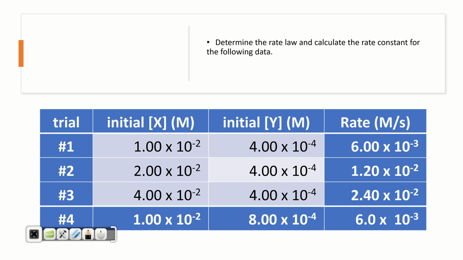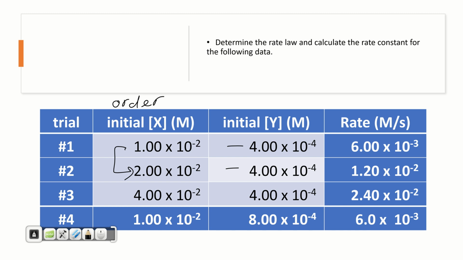So for this one right here, I'm going to solve for the order. So let's see what happens here. I'm going to start with x. What is the order for x? What am I doing to my concentration between 1 and 2? I am doubling it. I don't care about the rest. Again, focus just between two trials. And for those two trials, my concentration of y remains the same.